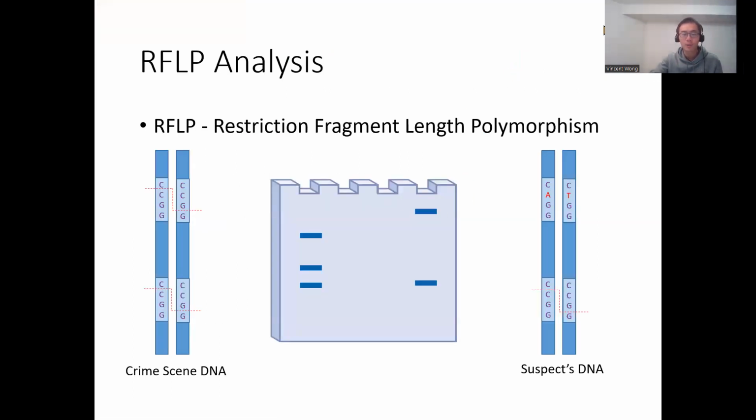This one is not super important. I'm just gonna spend a minute explaining it. This is another kind of polymorphism. It's called RFLP. So polymorphism just means variation, right? Differences in the DNA. And this is differences in the fragment lengths created by restriction enzymes. So we're gonna treat the DNA with restriction enzymes, and then we're gonna see how many fragments are produced.